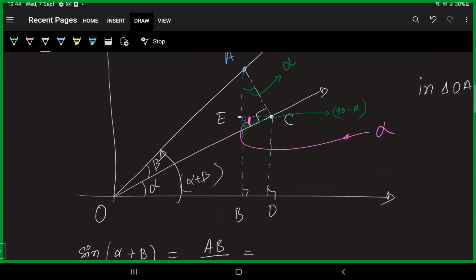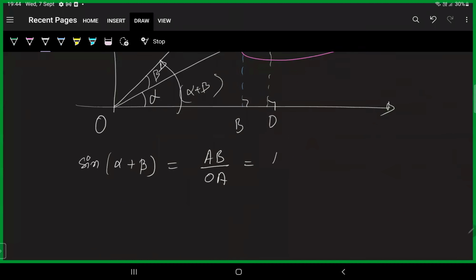Now can we write this AB as AE plus EB? Is there any problem? Write down AE plus EB upon OA. And now we'll just separate it: AE upon OA plus EB upon OA. See? Anybody having doubt on this slide? Any doubt at all?